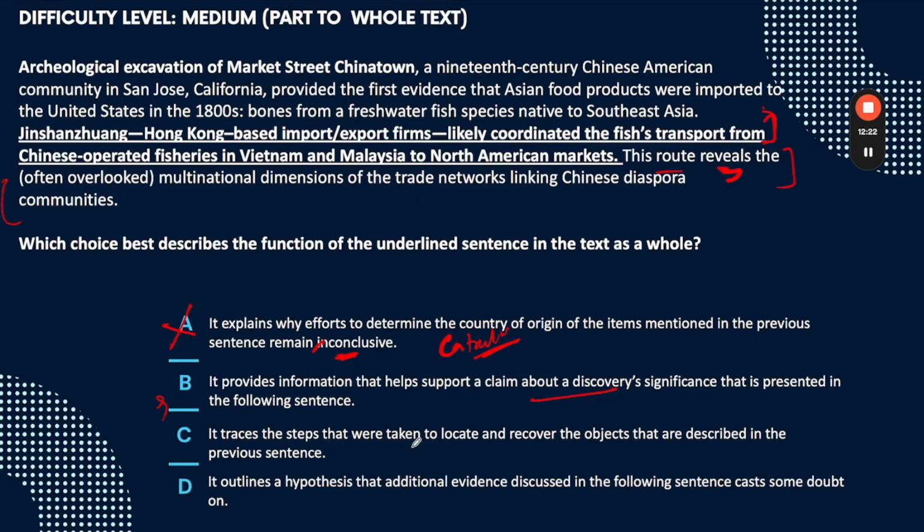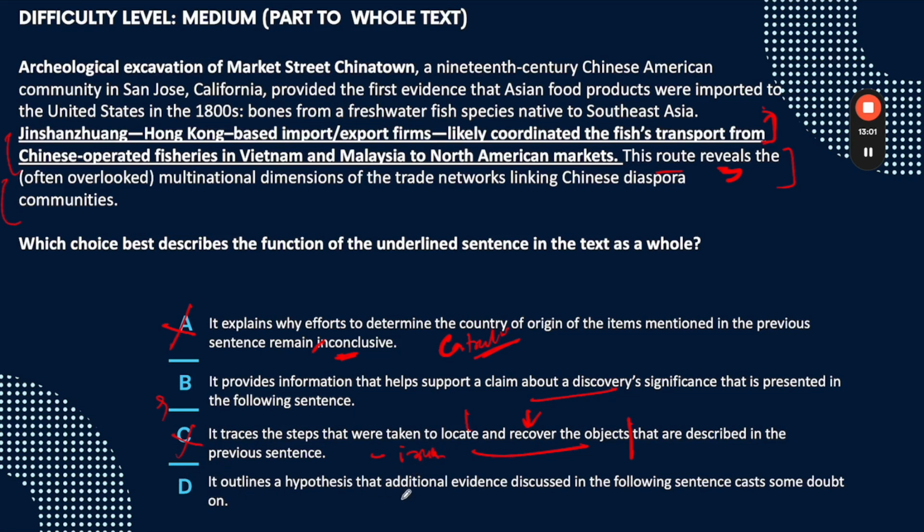It traces the steps that were taken to locate and recover the objects. Now, the sentence in question is not telling me about the steps, right? It's not telling me what was the first step that was taken, what was the next, and so on. And it's definitely not about locating and recovering the objects. It's about how the import was done in the 1800s. It's not about what happened after the 1800s in order to locate and recover the objects. So C is out because it's talking about some irrelevant sentence. It's not relevant to the sentence that is underlined. I can call this irrelevant or out of scope as well. Let's go to D.